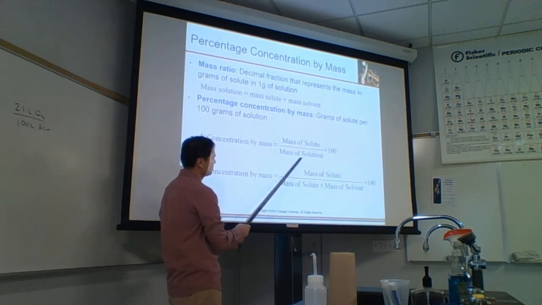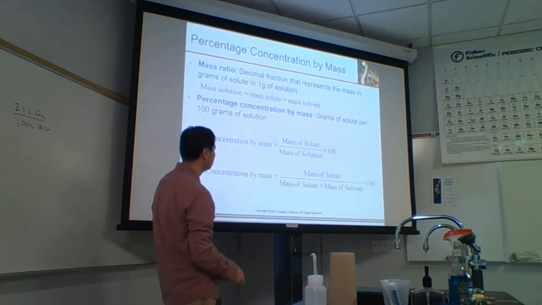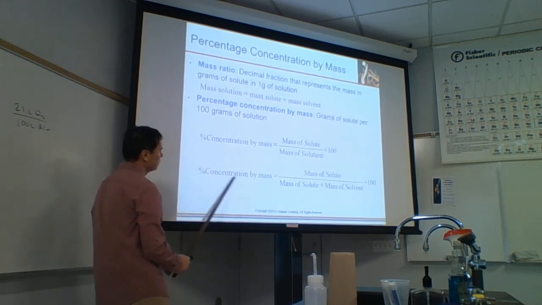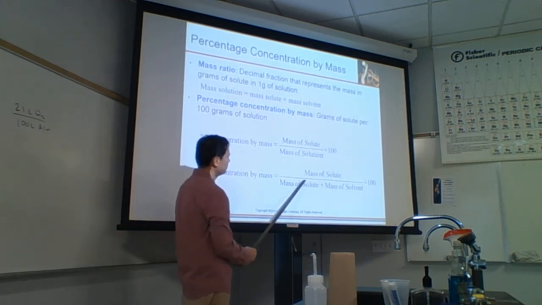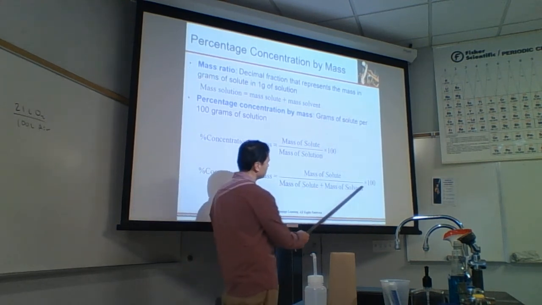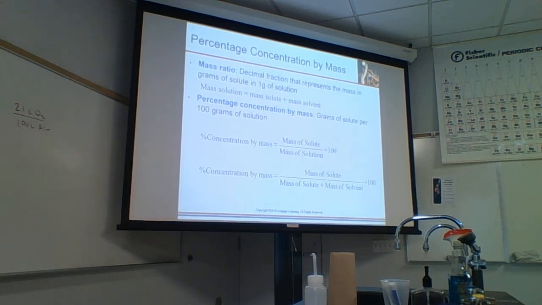Well, the total is the mass of the solution. The solution contains all the components, the solute and the solvent, and there could be multiple solutes. So here they show mass of solute over the total mass. In this case, there's only one solute over here. Mass of solvent. We'll do some calculations of this.